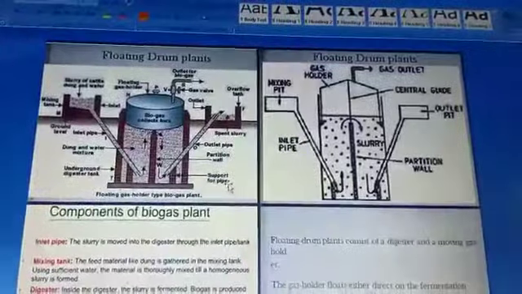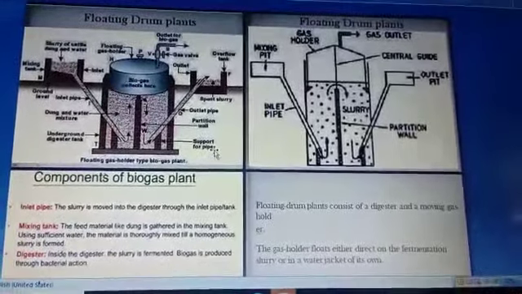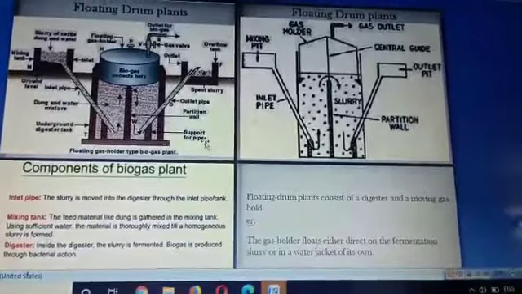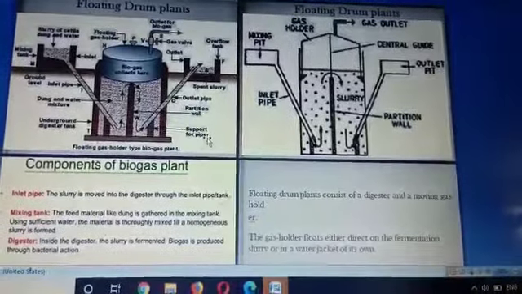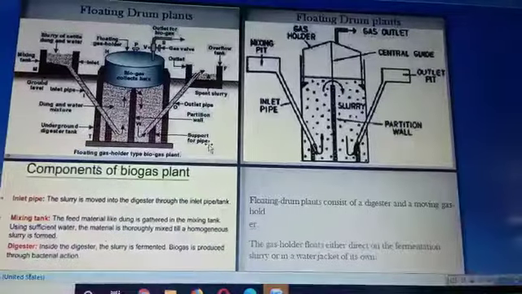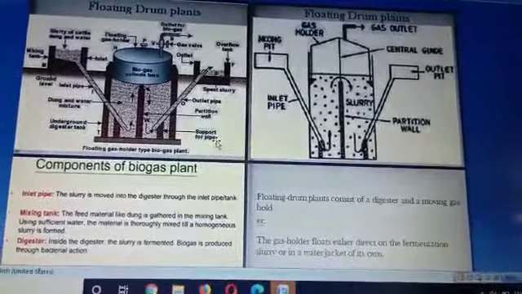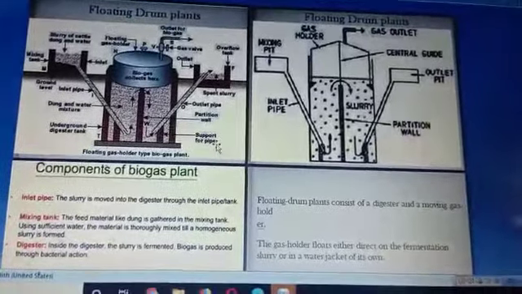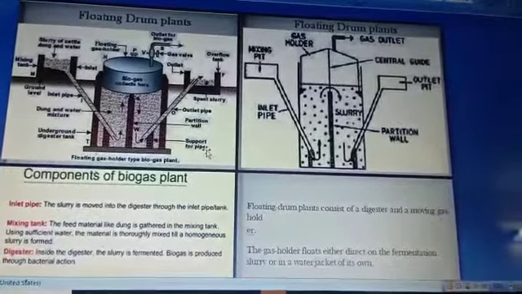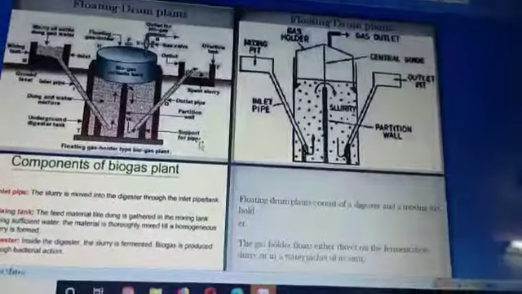These are the two types of drum plants, where we will have inlet pipes, mixing tank, digester. These are the basic components. Through the inlet pipe you will inlet the slurry. In the mixing tank, the slurry is mixed in uniform composition by adding water and other particles to keep it homogeneous until all the material is mixed. In the digester, the slurry is fermented, left for 30 to 40 days, or 8 to 10 days, until the biogas is produced and the bacterial reaction takes place there.